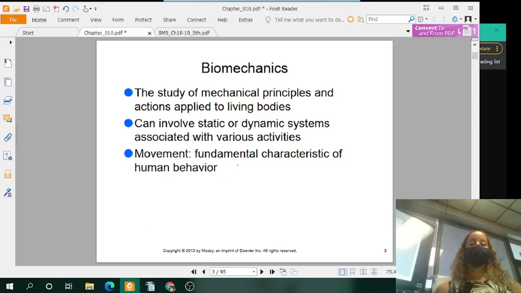So, mechanics, both static and dynamic motions, those are both going to be discussed. And knowledge of how our body works to create movement is helpful because it will help us manipulate the body better if we understand how it works.